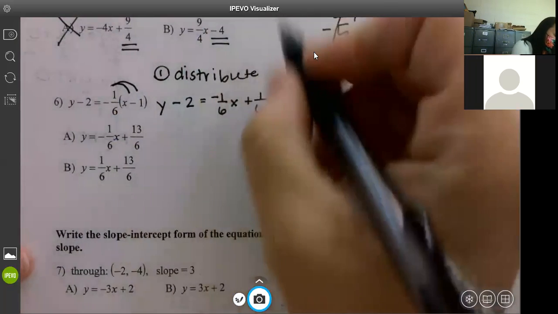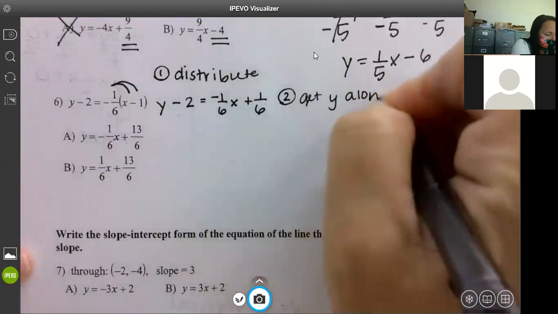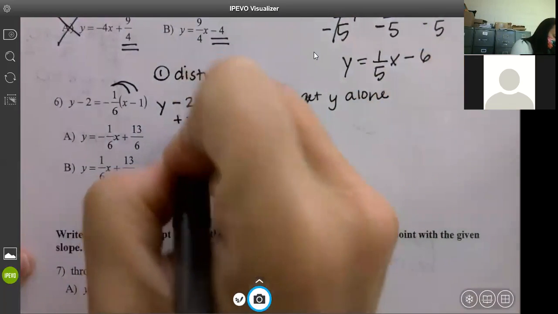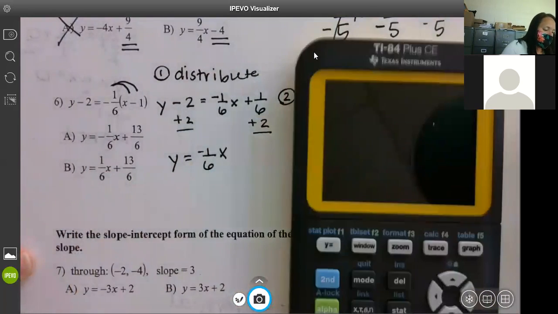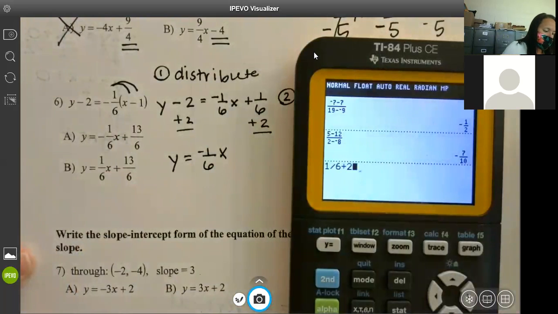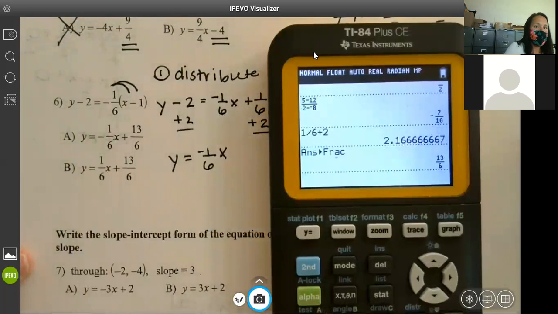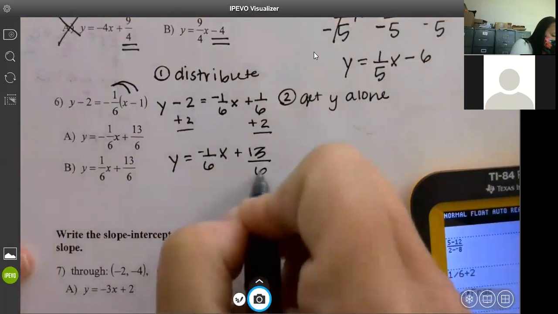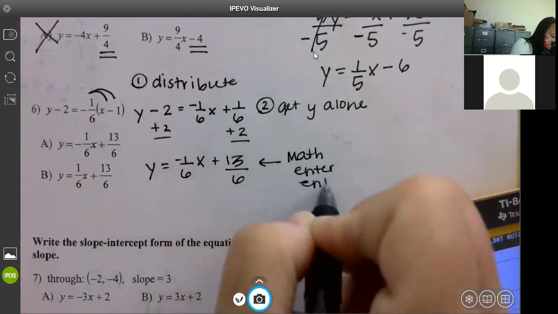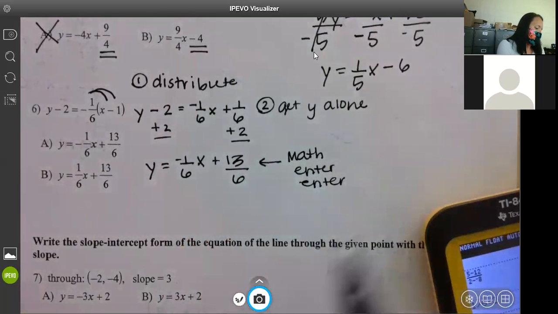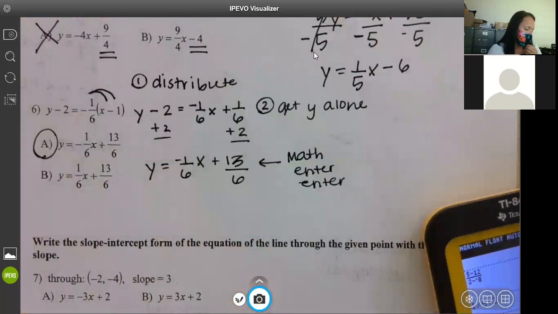And then how do I get Y by itself? That's going to work the same exact way. Get Y by itself. So add 2. Guys, remember you have your calculator. Y equals the -1/6 didn't change. We can do 1/6 plus 2. If it gives me a decimal, I can do math, enter, enter. And what did it give me? That 13/6. So again, to get this was math, enter, enter. And then your answer would be which one? Be careful. A, because that has a -1/6. Perfect.